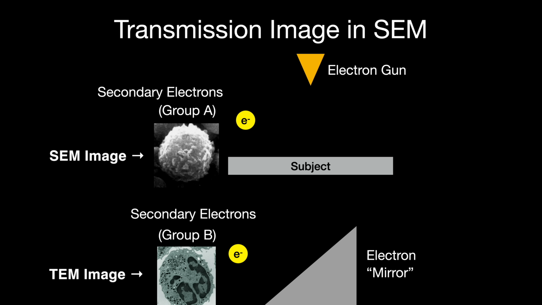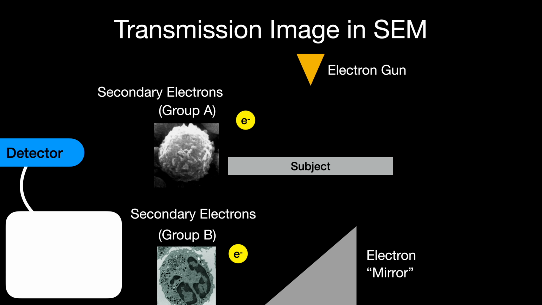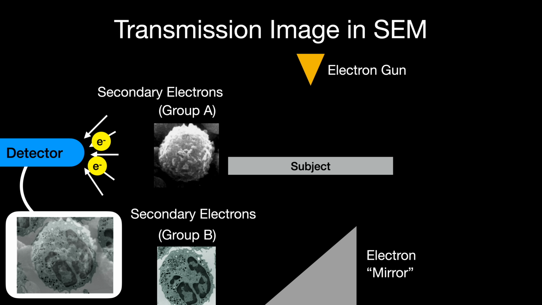But now we have a problem. The detector in the SEM detects all secondary electrons, so both group A and group B electrons will be measured. So the resulting image is going to be some weird hybrid of a secondary electron and a transmission electron image.